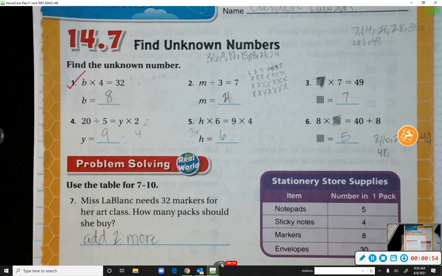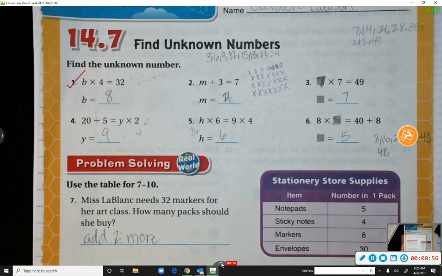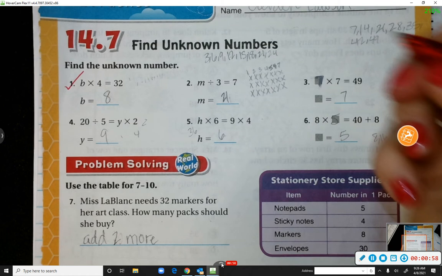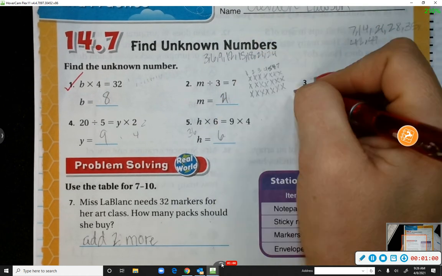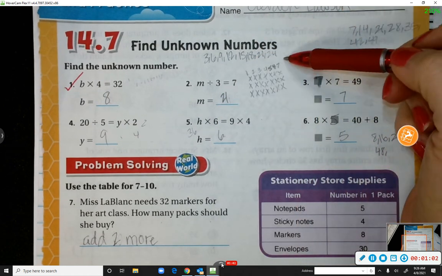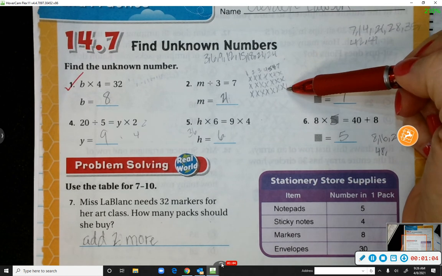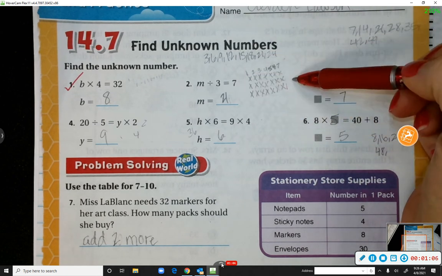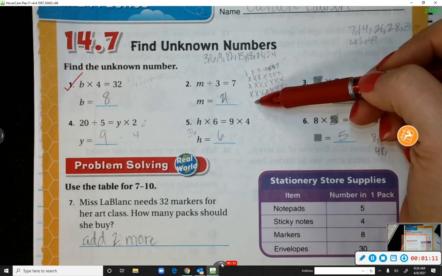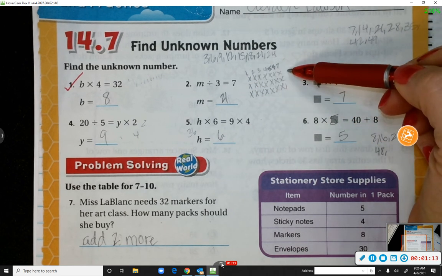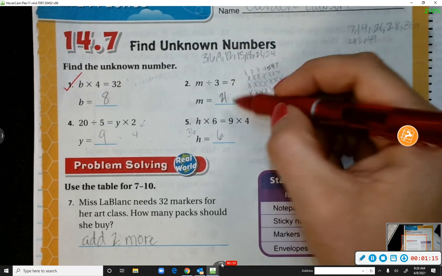Number 2, what number divided by 3 equals 21? So again, you have to set up a fact family. I see that on her paper she did an array. She had 3 going down and 7 going across and ended up with 21. So 21 is correct.